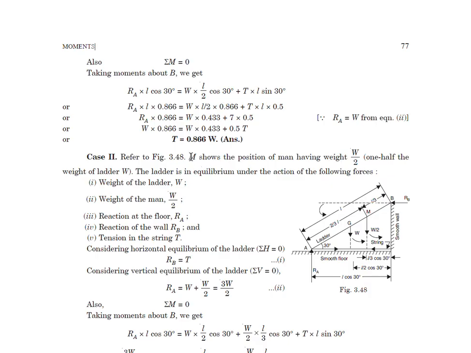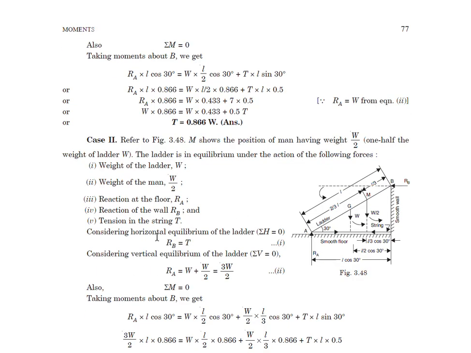And for case 2, when a man shows up, M indicates the position of the man having weight W by 2, one half of the weight of the ladder. The ladder is in equilibrium under the action of the following forces: weight of the ladder, weight of the man. Remember, it is at a distance of 2 by 3 of L.